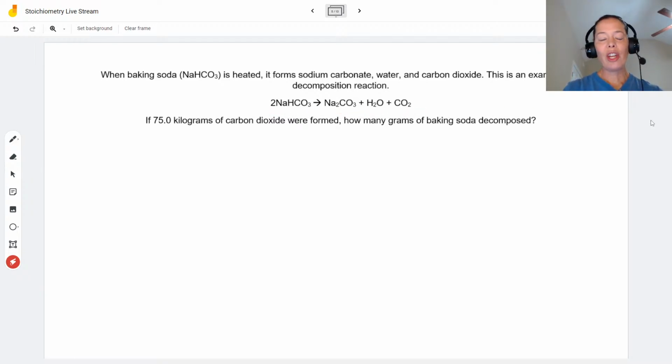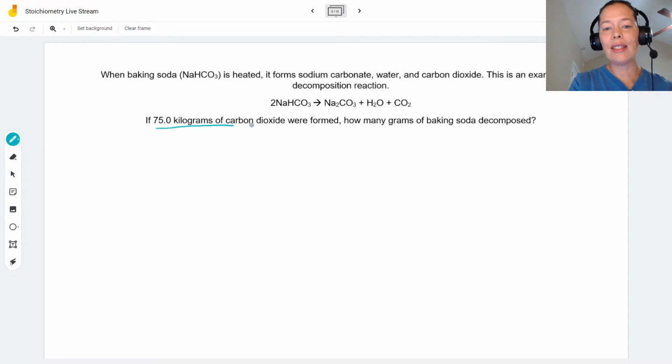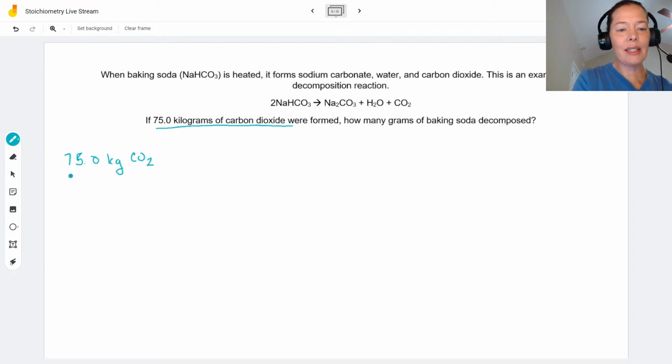Again, just do a quick check. Looks like we're all balanced. We're good to go, so we don't have to balance anything. That's fantastic. And now we're just going to start working through the math. Okay, so again, my next step, starting with what I was given. I was given 75 kilograms of carbon dioxide. Okay, so 75 kilograms of carbon dioxide.